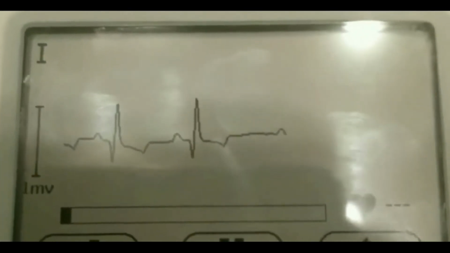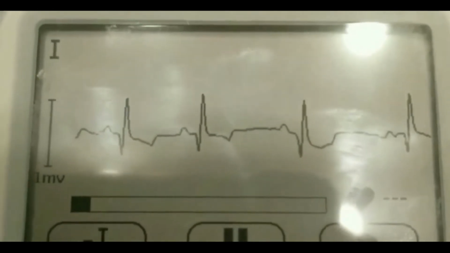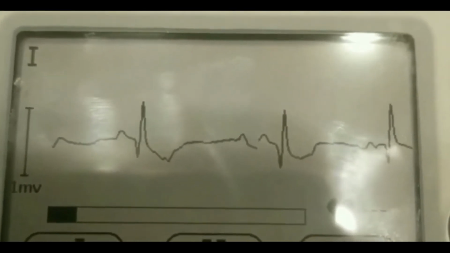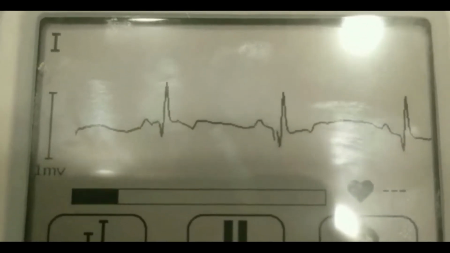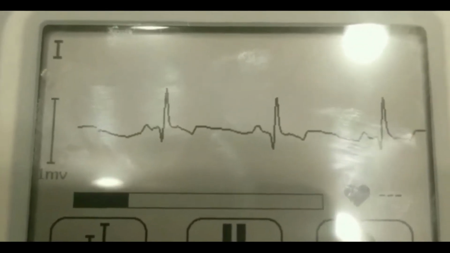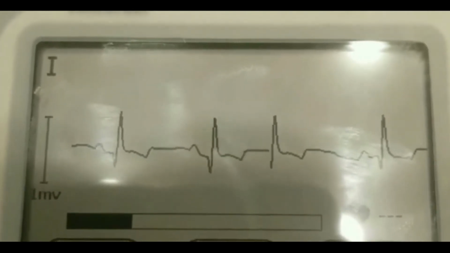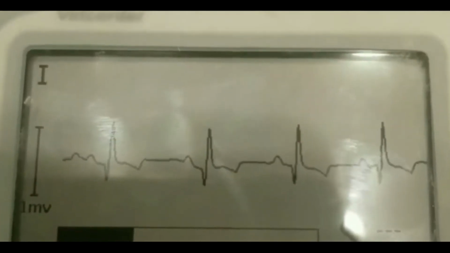This is a demonstration of a normal ECG waveform. The initial wave is the P wave, which represents atrial depolarization. In a normal ECG, the P wave precedes the QRS complex. It looks like a small bump upwards from the baseline.